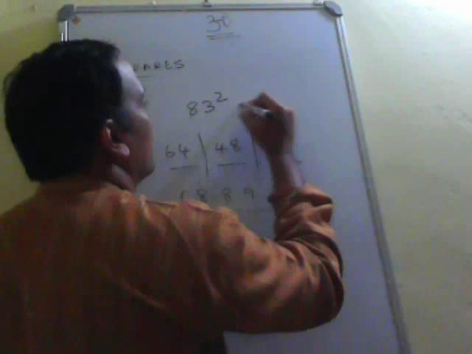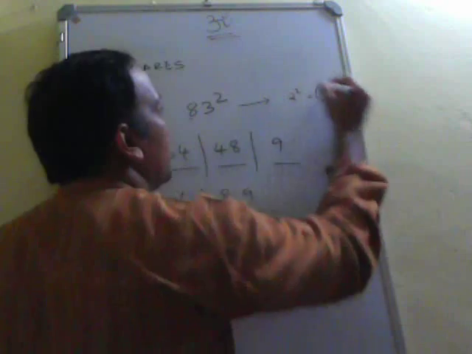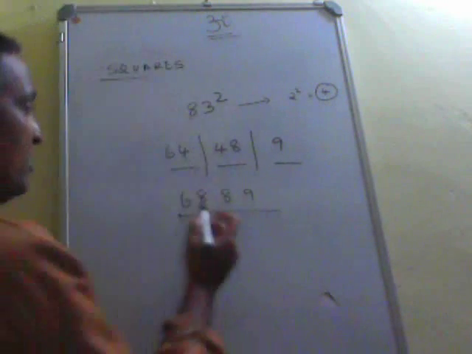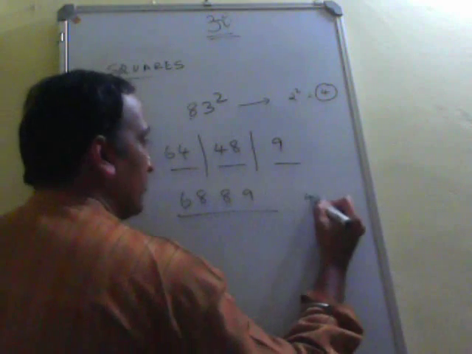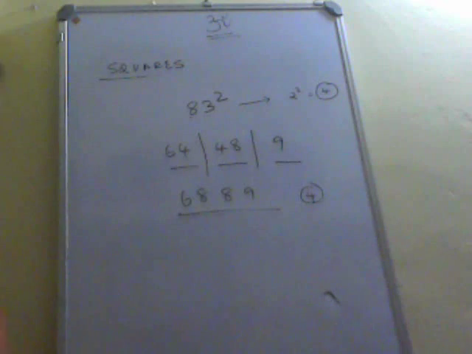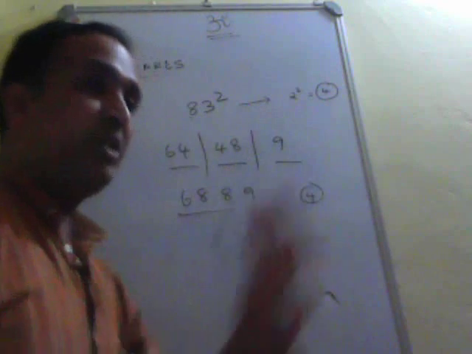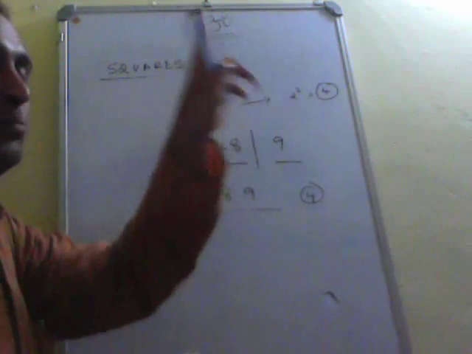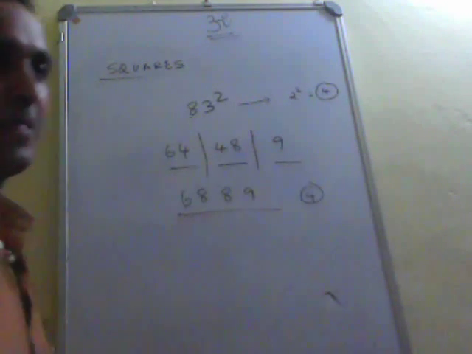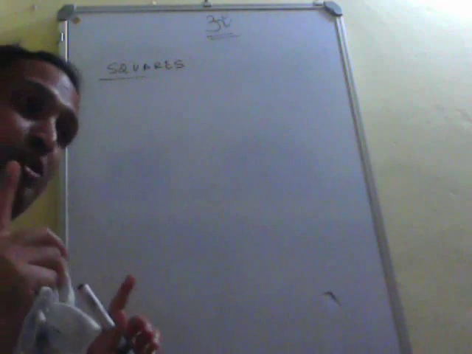Otherwise, let us do a Vedic check also. 83: 8 plus 3 is 11, 1 plus 1 is 2. 2 square is 4. The Beejank is 4. Here, 6889: 6 plus 8 is 14, plus 8 is 22, plus 9 is 31, and 3 plus 1 is 4. So it is correct. The Beejank always has to match. Whenever you find the Beejank is a mismatch, the answer is surely wrong.